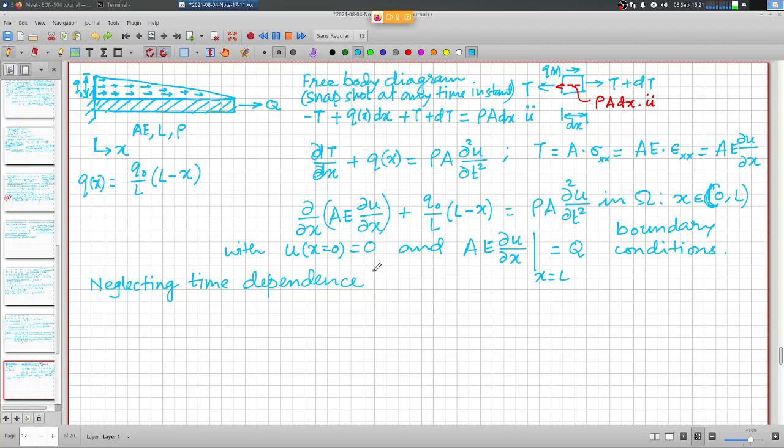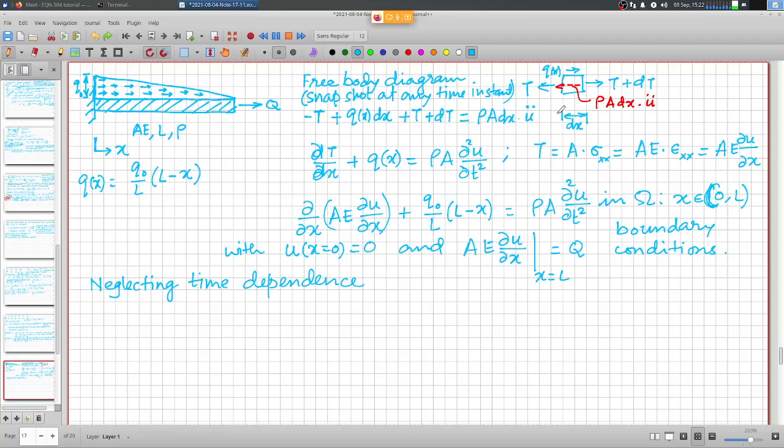Sir, you said that we are considering any element at any particular instant of time. It means that we are considering that element at one particular instant of time. Yes, that's right. But all the parameters are varying with distance x and time also. Then why are we neglecting time dependence? We are not neglecting time dependence, we are taking the snapshot at any instant of time.